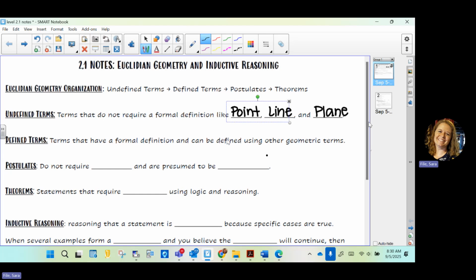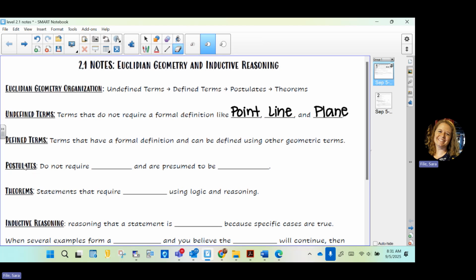Now defined terms, those are terms that have a formal definition and can be defined using other geometric terms. So for instance, a ray or a segment, we defined those using point and line. Things like collinear or coplanar, we defined using line and plane. So the undefined terms are point, line, plane, and then there are defined terms.